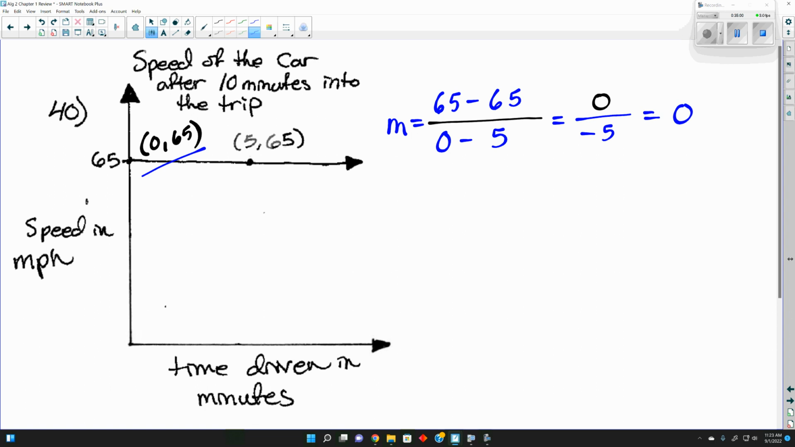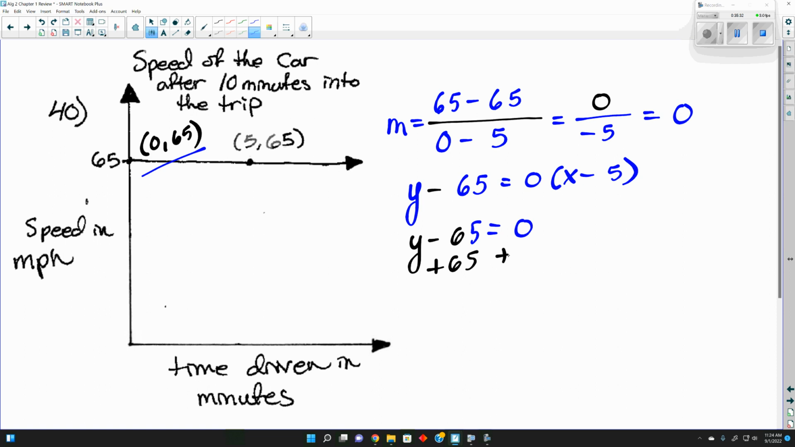0, 65. We could use the other equation, y minus y1, and we could say that the y1 value is 65, equal to 0 times x minus, we can say 5. Now we can simplify this down. What is 0 times anything? So on the left-hand side, we'll have y minus 65 is equal to 0, yes? Add 65 to both sides, and we get y is equal to 65.